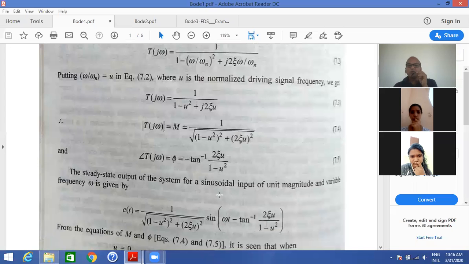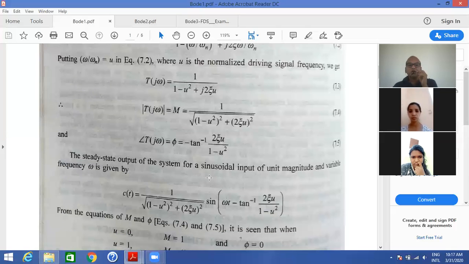Then the steady state output of the system for a sinusoidal input of unit magnitude and variable frequency is a magnitude and a phase. Again, this magnitude and phase are used in the polar plot. Actually, the polar plot is the prerequisite of the Bode plot, but it is not included in your syllabus. That is, how to draw the polar plot: magnitude against the phase, check the clockwise and counterclockwise encirclements, and with the help of these, check the stability of the system.